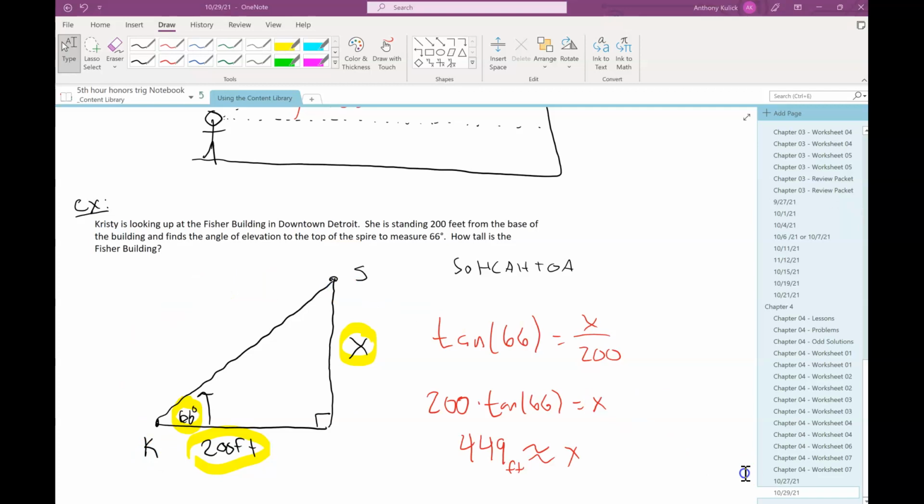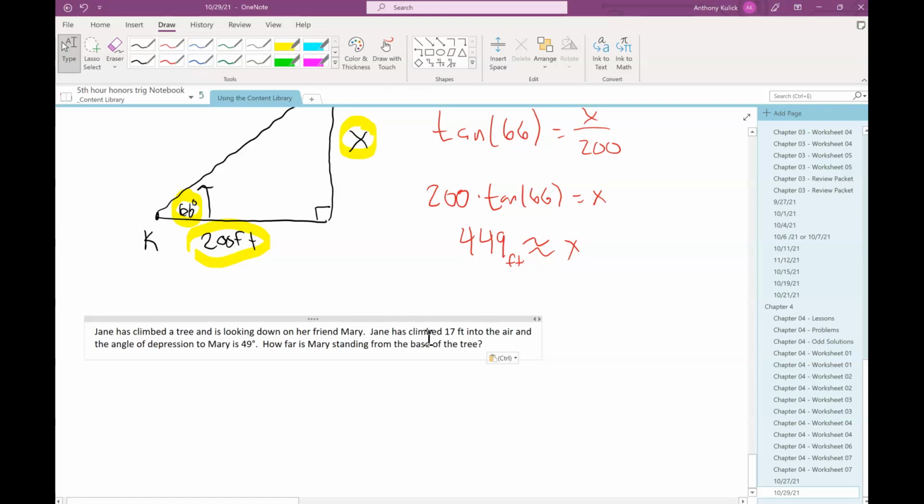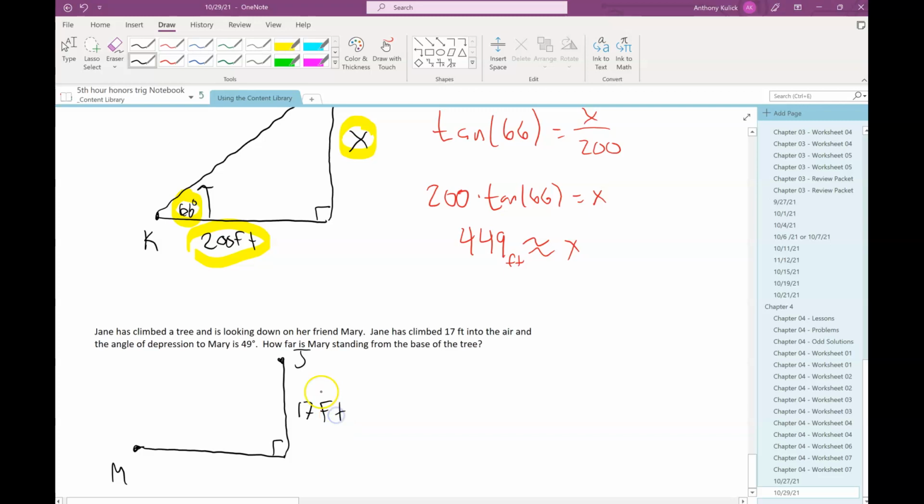So far, so good. Let's do another. Jane has climbed a tree and is looking down at her friend Mary. Jane has climbed 17 feet up in the air. Says the angle of depression to Mary is 49 degrees. How far is Mary standing from the base of the tree?